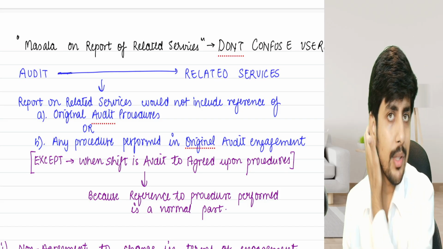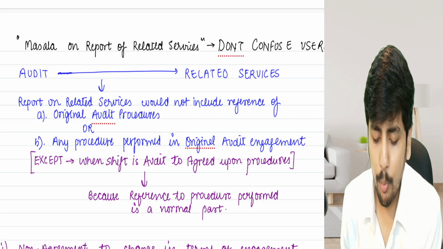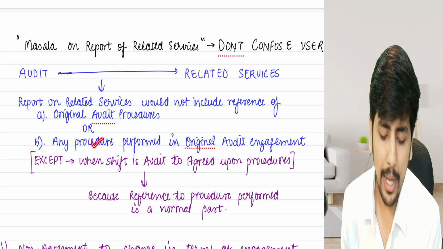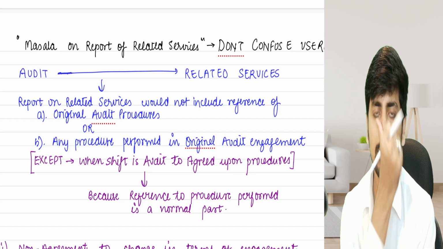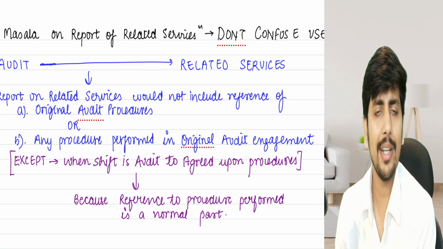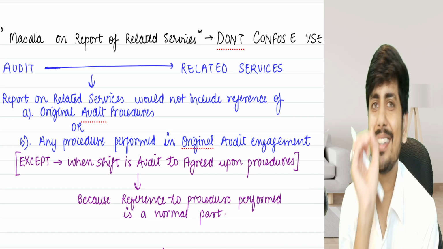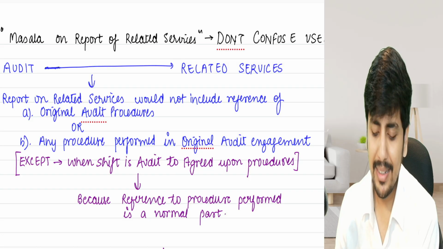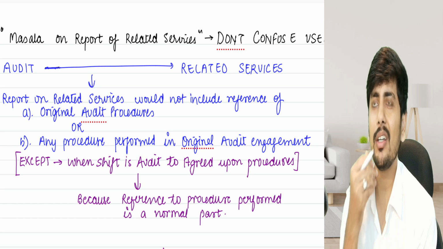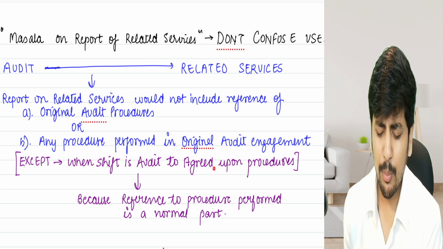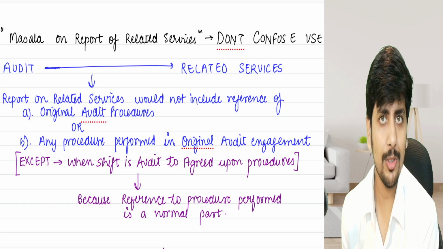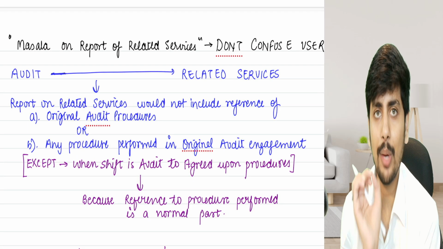Report on related services, please focus. Report on related services would not include reference to the original audit procedure or any procedure performed in the original audit engagement. You don't need to mention the original audit procedure or original audit engagement terms. Okay, but there is one exception. If you remember the agreed upon procedure concept, the same nature of audit procedure is applied. So in agreed upon procedure, reference to procedure is a normal part. You can mention that. This is one exception also.